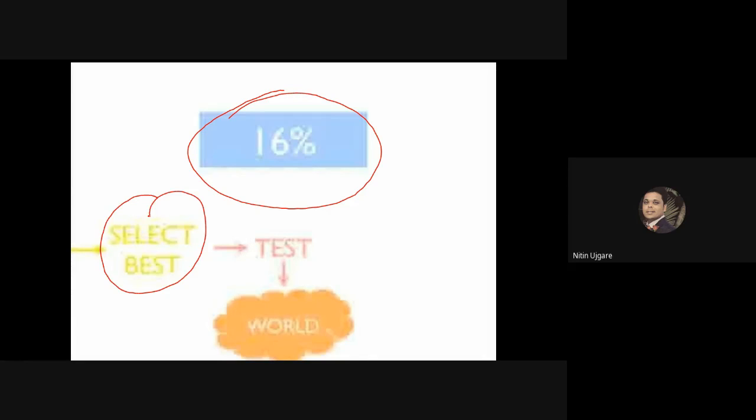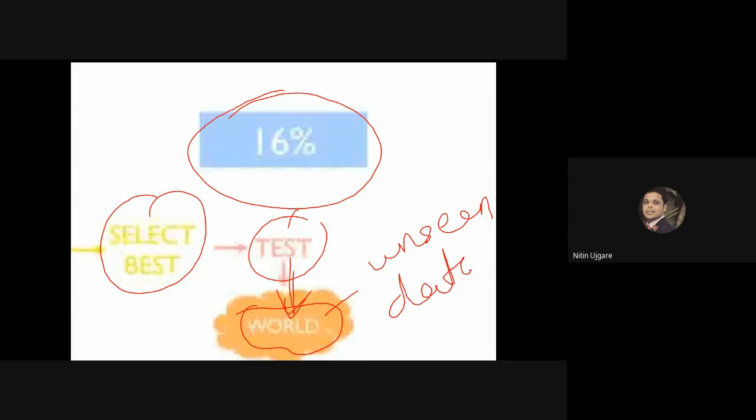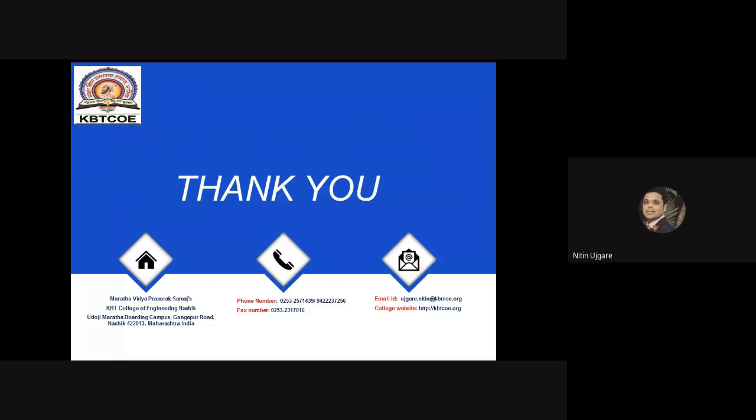So select the best and test it on the world. This is what we have done. We have selected the best model out of the available pool of machine learning algorithms. Then we have constructed the model, and then we have tested the model on the unseen data. So world here, this image, represents the unseen data. Understood. And the error that we have got for this unseen data for the 3NN classification algorithm is 16%. So that's all from my end. If you have any problem, we'll just go back to one more slide.